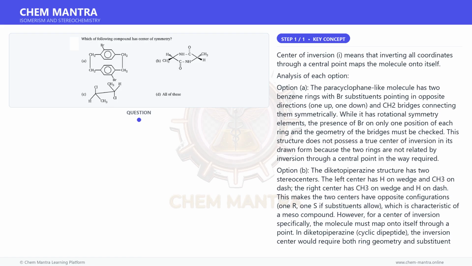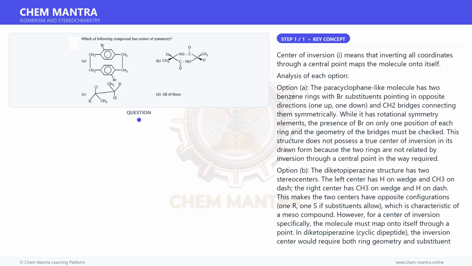Option B. The diketopiperazine structure has two stereocenters. The left center has H on wedge and CH3 on dash. The right center has CH3 on wedge and H on dash. This makes the two centers have opposite configurations, 1R, 1S if substituents allow, which is characteristic of a meso compound.